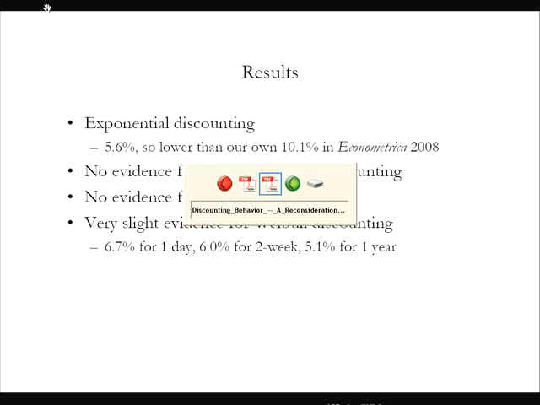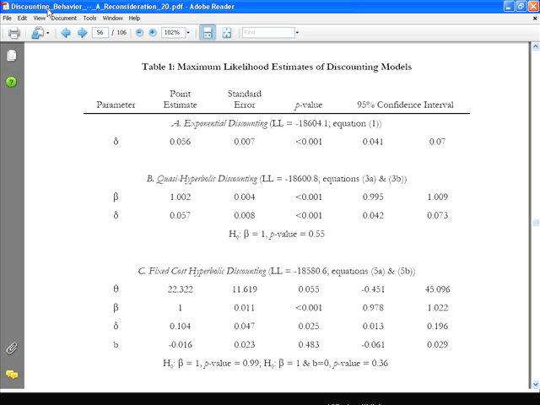This is a bit low tech, moving between the files in this way. Let me just briefly show you the results here. This is the exponential function in the upper panel A. This is the delta parameter, the point estimate, the standard error, and then the p-value where the test is whether the discount rate is equal to 0 or not, and then the 95% confidence interval. So we see that it's 5.6%.